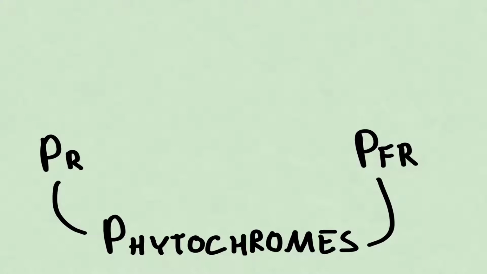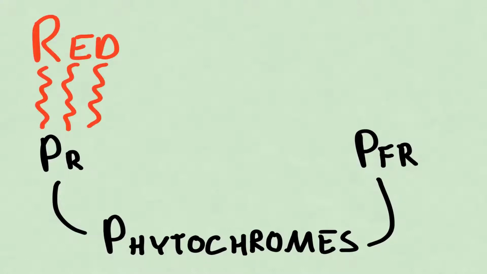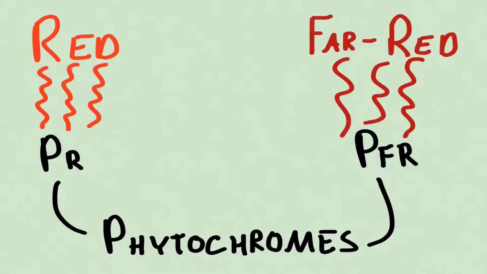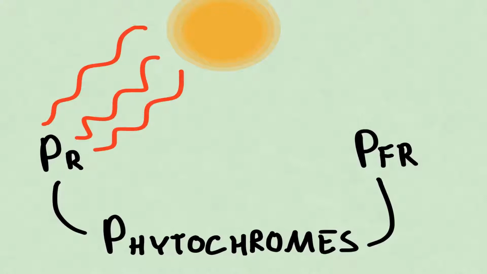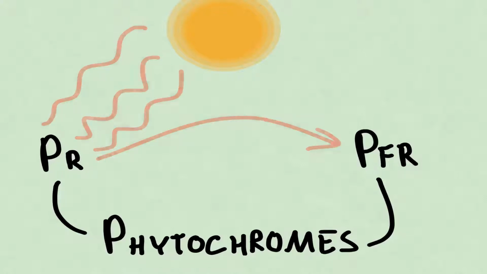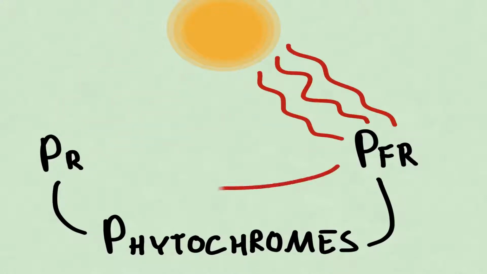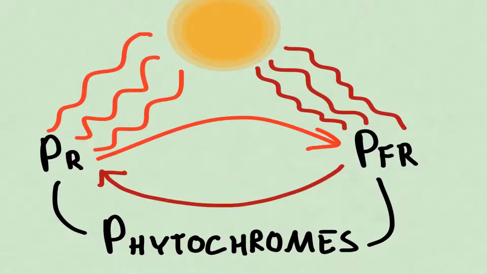So what happens is when PR absorbs red, it isomerizes, or changes, into PFR. And when PFR absorbs far red, it changes back to PR. Then when light shows up, containing both red and far red, it will hit the PR, which changes into PFR, and then PFR will immediately change back to PR, establishing this equilibrium.